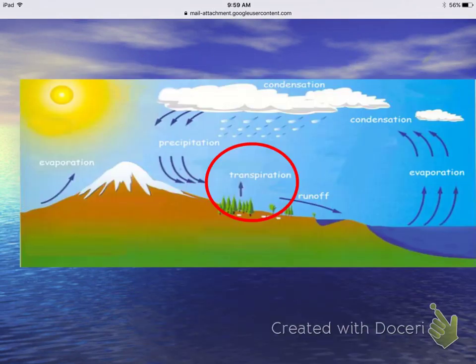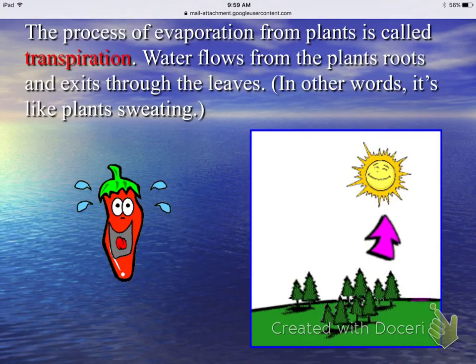The next stage of the water cycle is transpiration. You see here it's circled by the trees, letting you know that transpiration is something that's going to happen with plants and trees. The process of evaporation from plants is called transpiration. So we just talked about how evaporation is when the sun heats up water in a body of water and it turns into a gas. Well, transpiration is the same thing, except it's specifically through plants and trees.